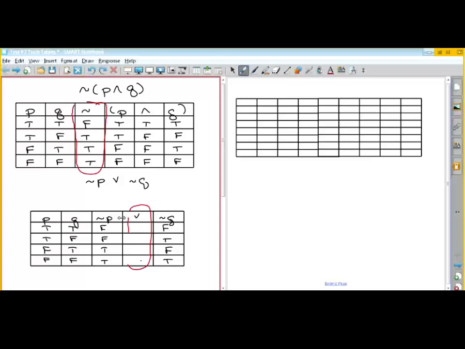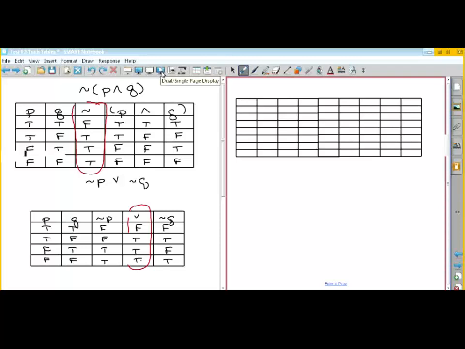The OR statement rule is that the only time that it's false is if they're both false. So we'd end up with this result: false, true, true, true, true, false, true, true. So these two are equivalent to each other with the OR statement. But with the AND statement here, they were not equivalent to each other.